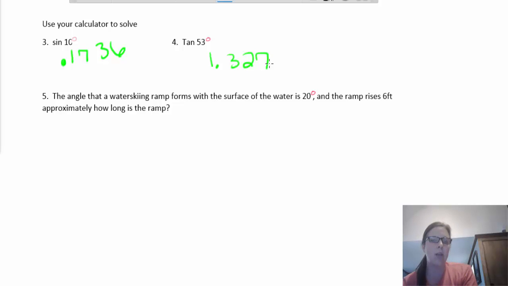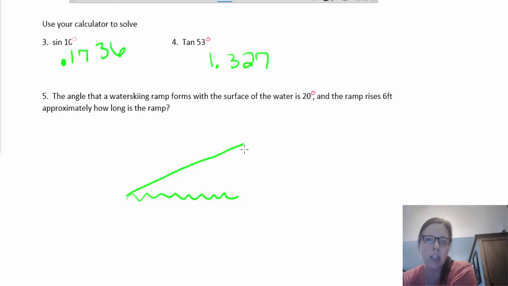Okay. Now in number 5, you're going to have some word problems. You've got to figure out what it's trying to ask you. The angle that a water ski ramp forms with the surface of the water. So here's our water. Here's our ramp.